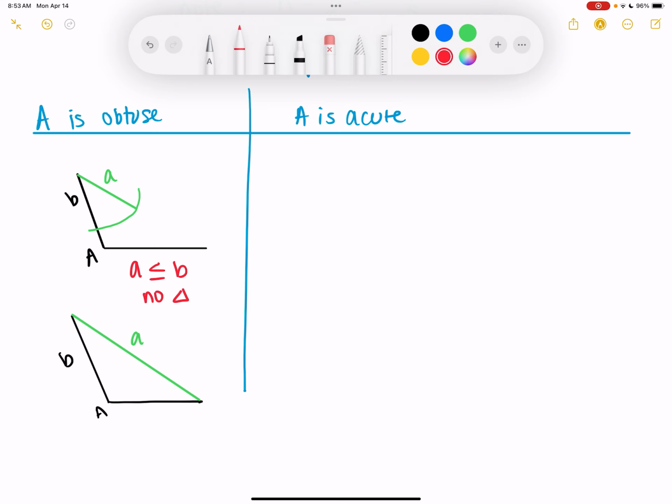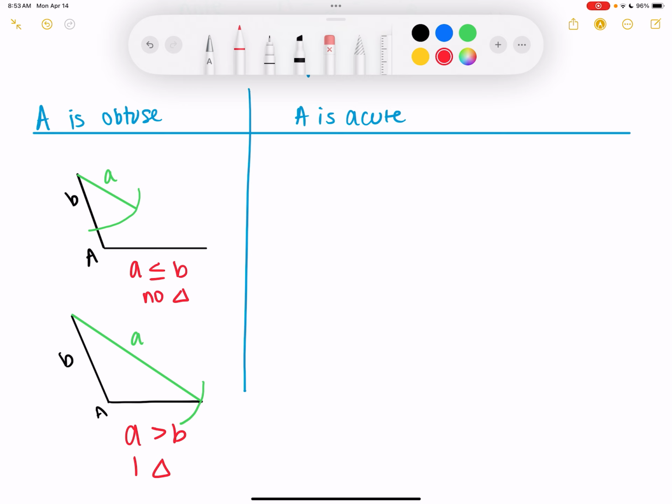So this doesn't actually form a triangle here with the given information. Now this one down here, if I swing this through, it does hit there. And so in this situation, A is greater than B, and so I have one triangle. So those ones are nice and easy.